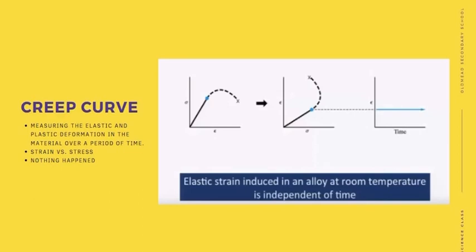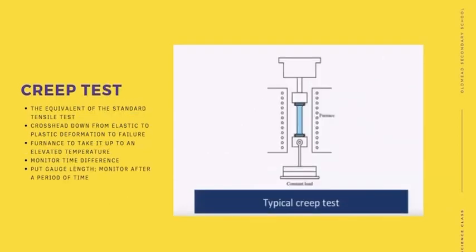The person who explained this part says that the test results were actually boring, since the elastic strain induced in an alloy at room temperature is independent of time. So as you can see, nothing actually happened. It just changed its form, but on the curve itself, it didn't change over time. So we'll discuss the next part, which is the creep test.